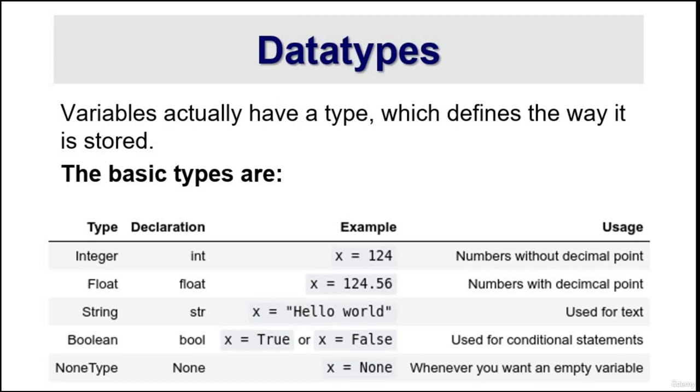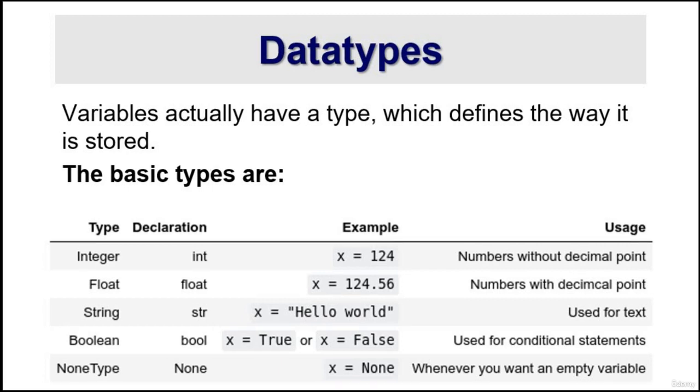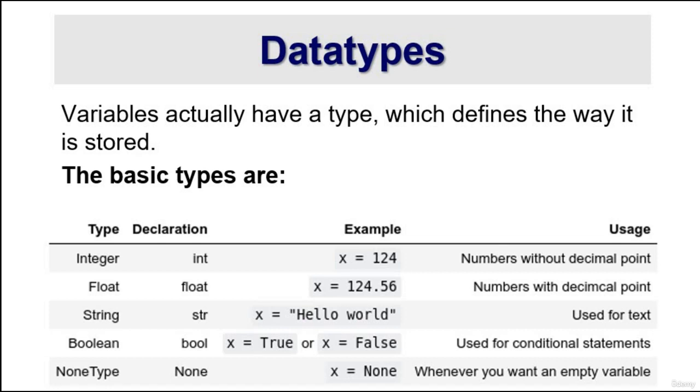Welcome back guys. In this class we are going to discuss the data types in Python and their role in the Python language. A variable actually has a type which defines the way it is stored. The type of data depends on the type of value, so the value stored in the variable contains the data type.